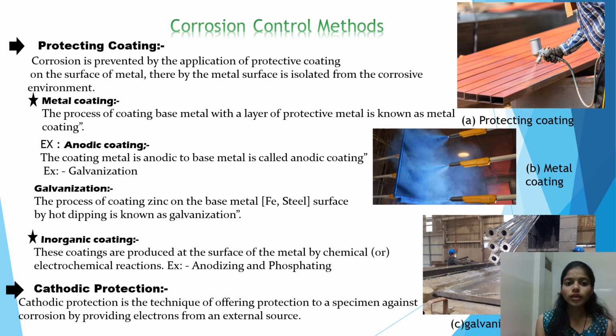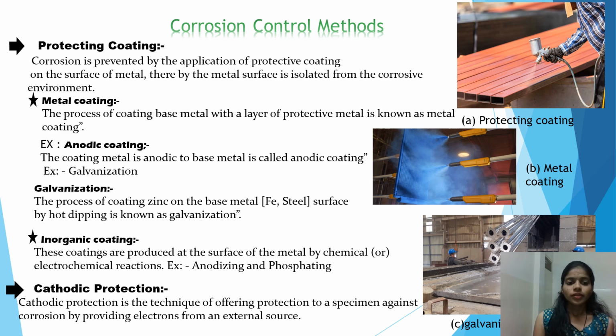The process of coating a base metal with a layer of protective metal is known as metal coating. The example of metal coating is anodic coating. The coating metal that is anodic to the base metal is called anodic coating, and the example is galvanization. Galvanization is the process of coating zinc on the base metal surface by hot dipping.